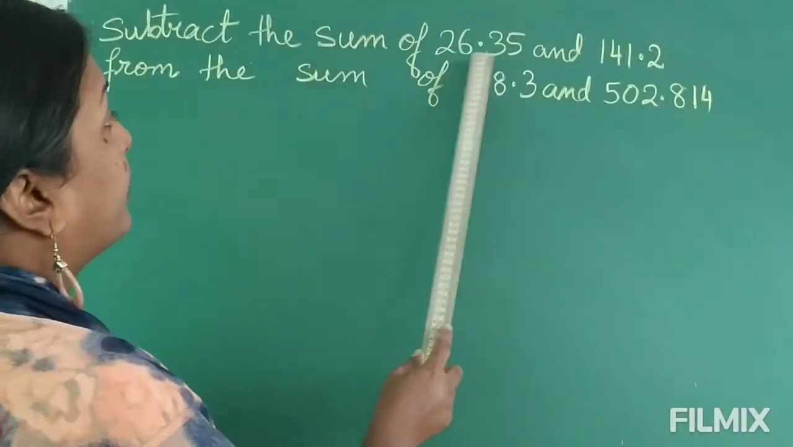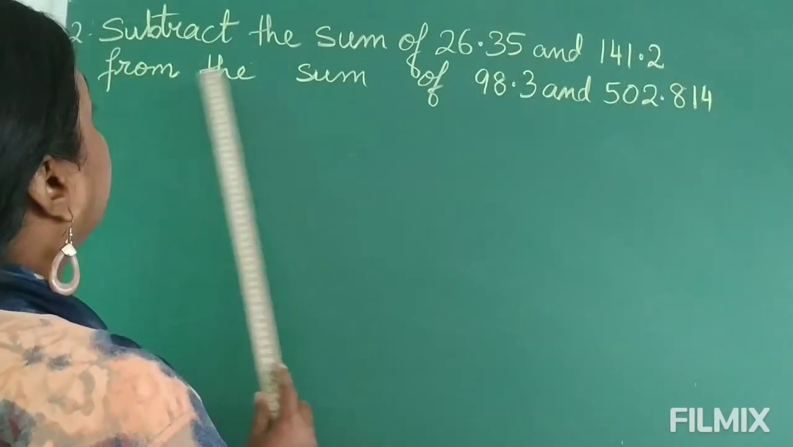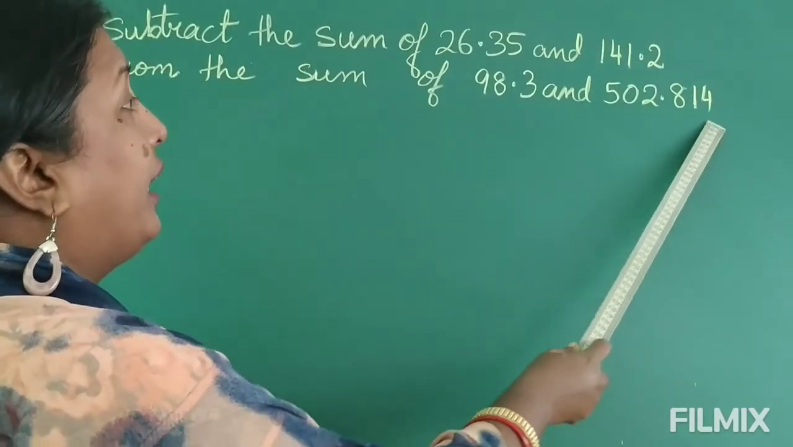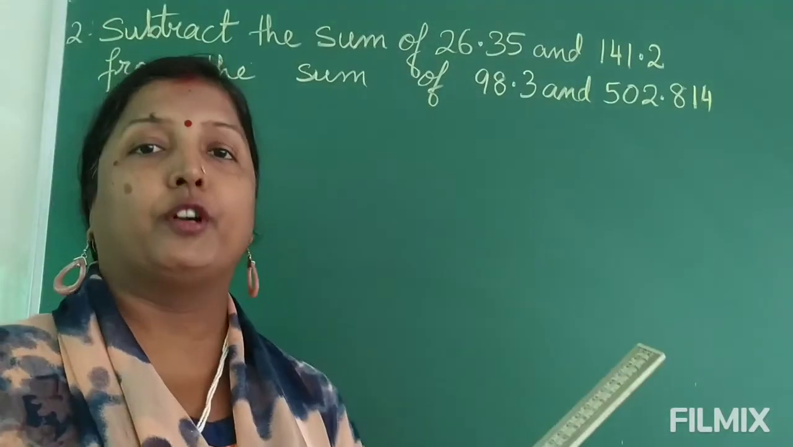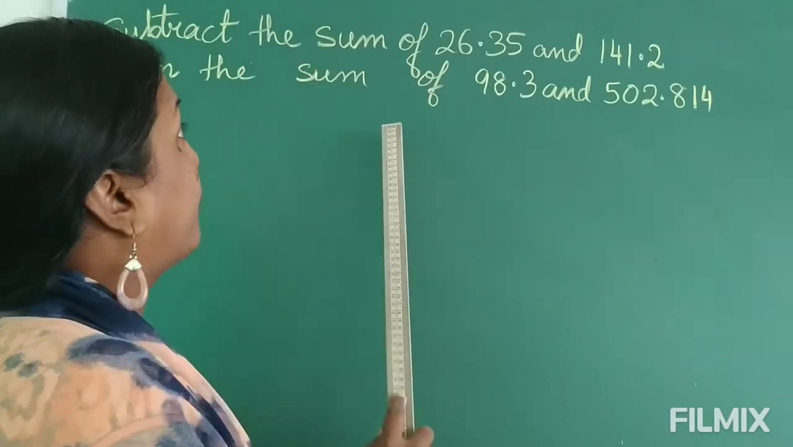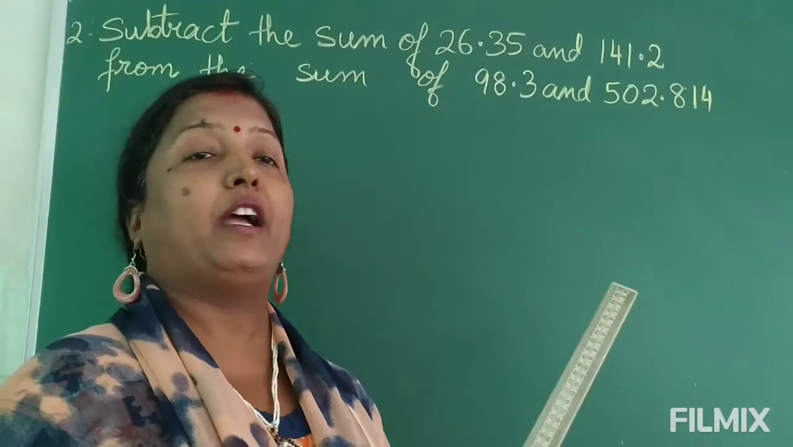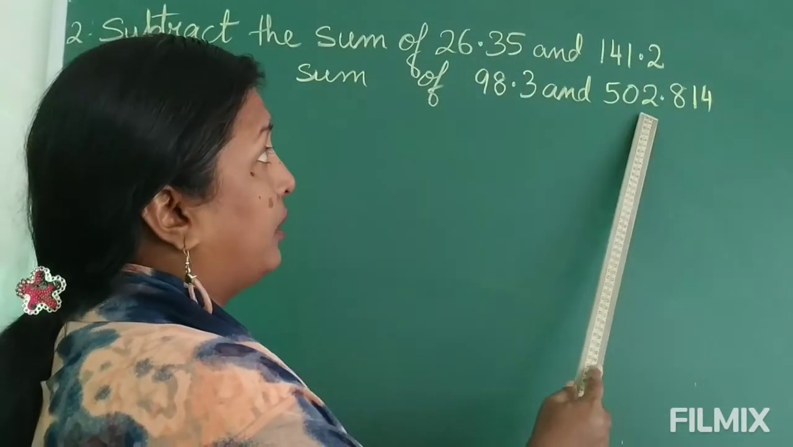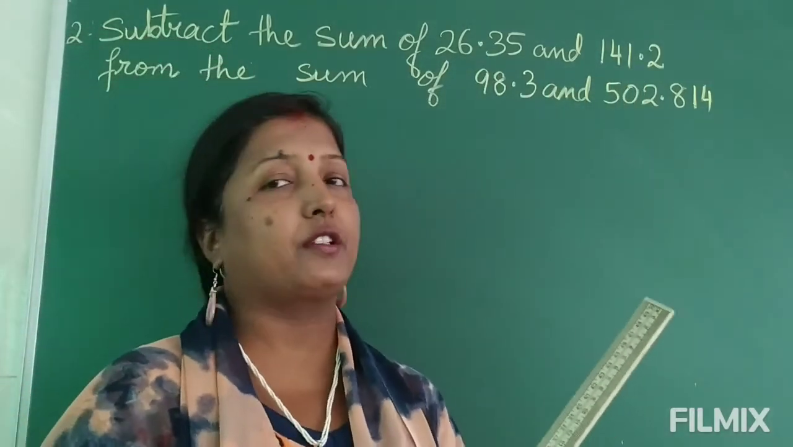Subtract the sum of 26.35 and 141.2 from the sum of 98.3 and 502.814. So here, first you have to understand what to do first. Now you are told to subtract. Subtract from sum of and sum of. That means first you have to find the sum of these two numbers, then find the sum of these two numbers. You can add any of the two first. If you add any of the two first, no problem.